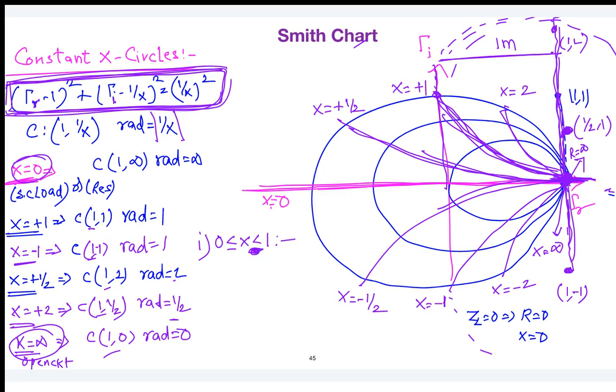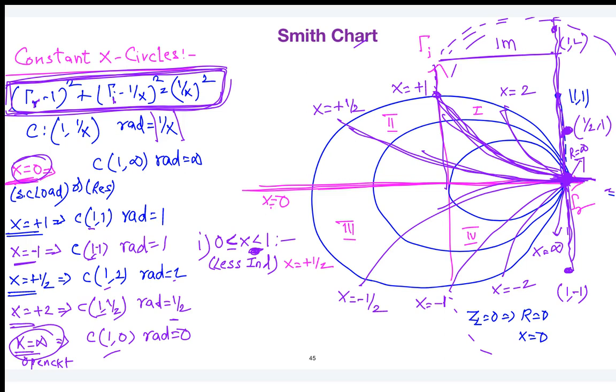what is the nature of the load, you can say? X is positive, which means it is an inductive load. And since it is closer to 0, I can say the nature of the load is less inductive. You can take this as a first quadrant, second quadrant, third quadrant, and fourth quadrant. When the load is less inductive, for example x is equal to plus 1 by 2, how many quadrants is it covering? Two quadrants, sir.